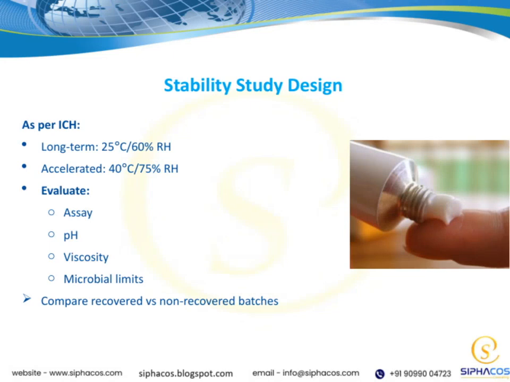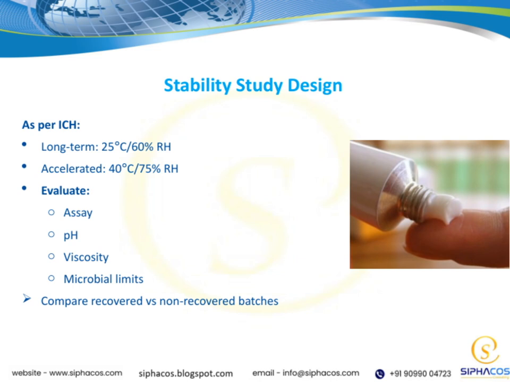Let's take a closer look at the stability study design outlined here, which follows the guidelines set by ICH. For long-term stability testing, we typically store our samples at 25 degrees Celsius with 60% relative humidity. This setup helps us understand how the product behaves under normal storage conditions over time. In contrast, the accelerated stability testing involves exposing the product to 40 degrees Celsius and 75% relative humidity. This higher temperature and humidity accelerate the degradation process, allowing us to gather data more quickly about the product's stability.